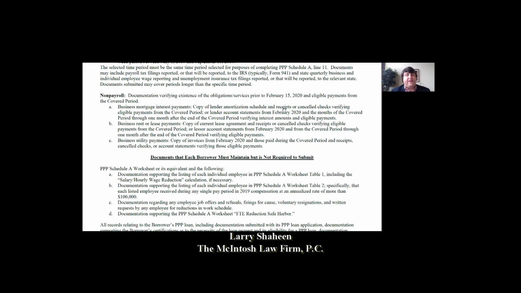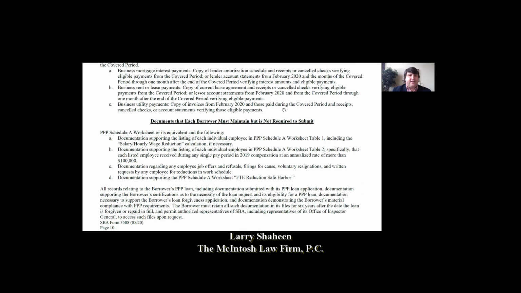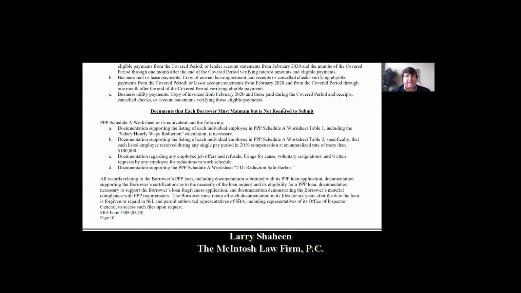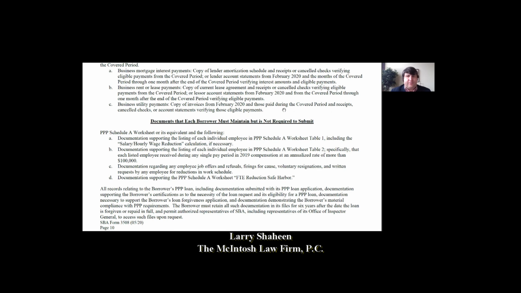And then, of course, for non-payroll expenses, for business mortgage interest payments, you need a copy of the amortization schedule, receipts, canceled checks, verifying eligible payments from the covered period, lender account statements, and you're going to want to make sure that you've got through 1 month through the end of the covered period, verifying interest amounts and eligible payments. Your business rent or lease payments, you're going to have to provide a current lease, and you're going to have to show that those payments were made, and you're going to have to show that they actually cleared. And then lastly, on business utility payments, copies of invoices from February 2020 and those paid during the covered period with receipts, canceled checks, or account statements verifying that they were paid.